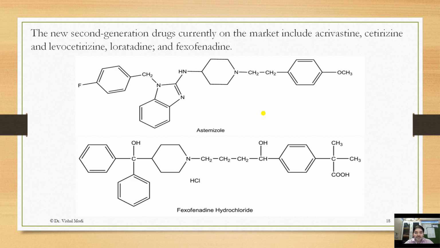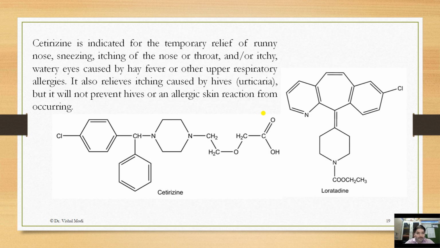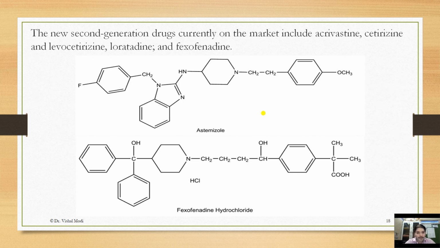So, apart from these few drugs, I give a total of 4 drug structures here. It is astemizole, fexofenadine hydrochloride, cetirizine and loratadine. And these are the drugs as per your syllabus, and they may be asked in the university question paper.